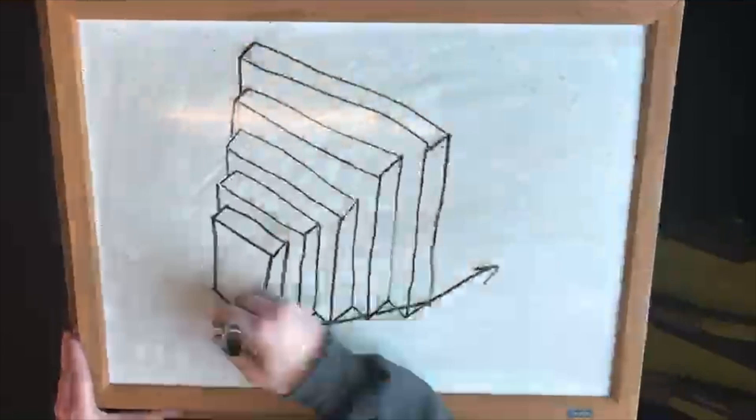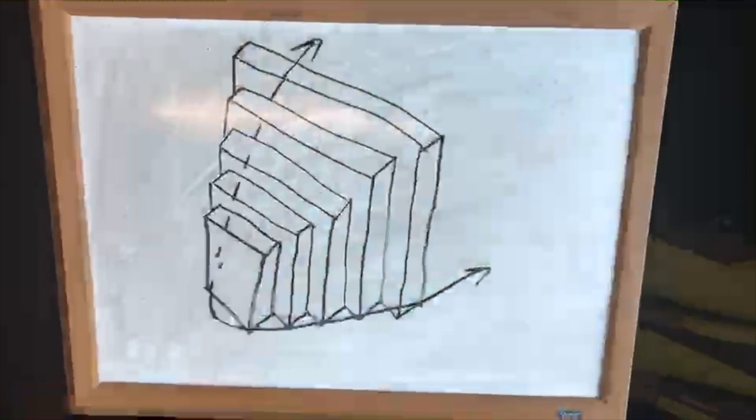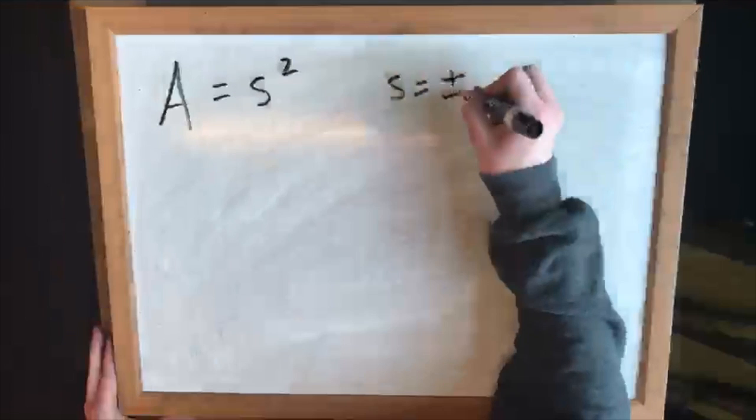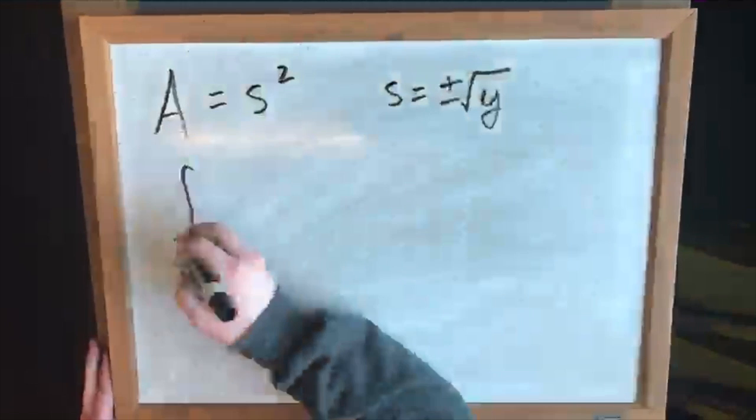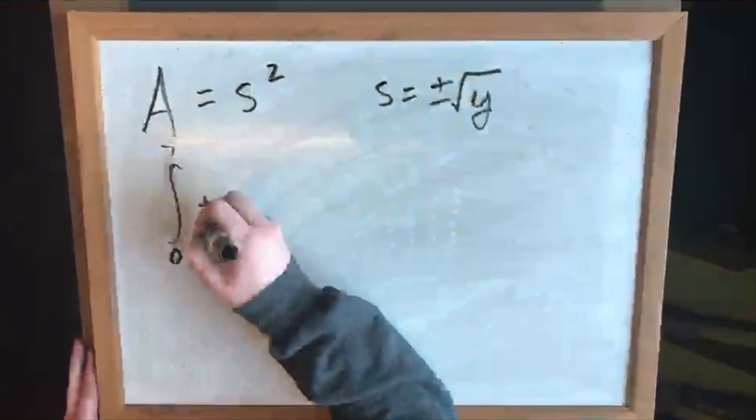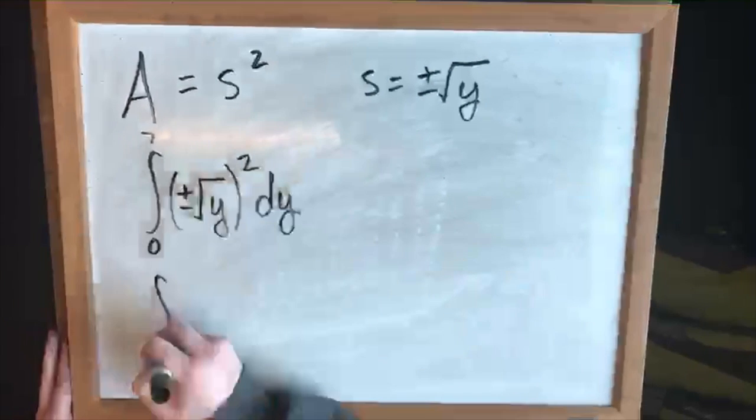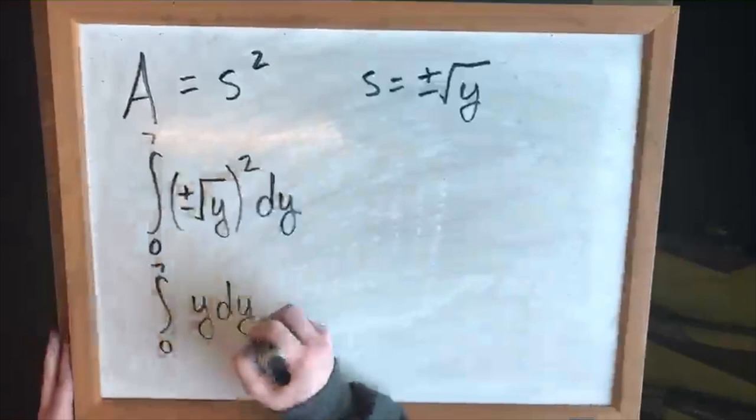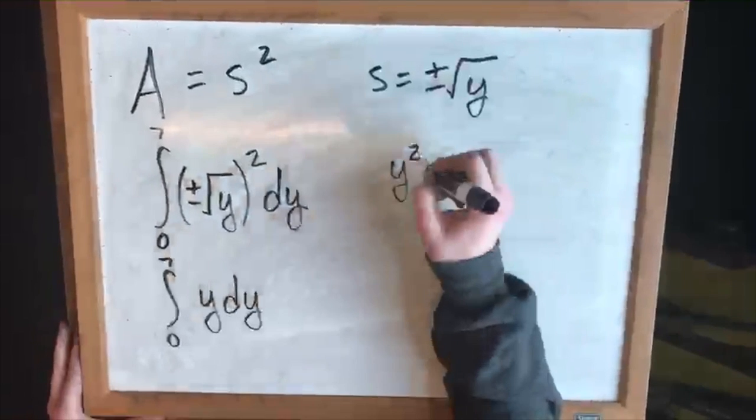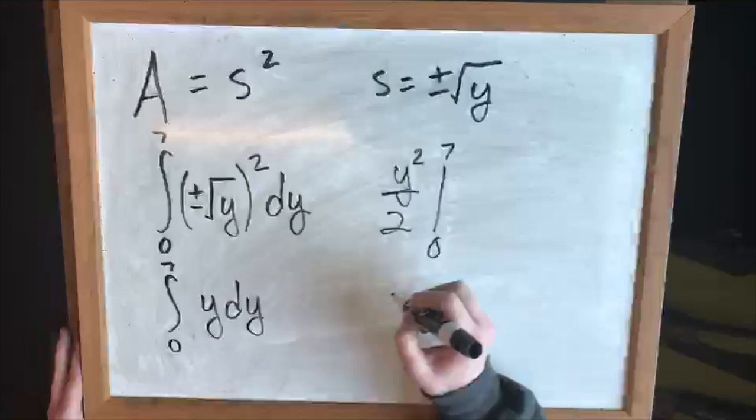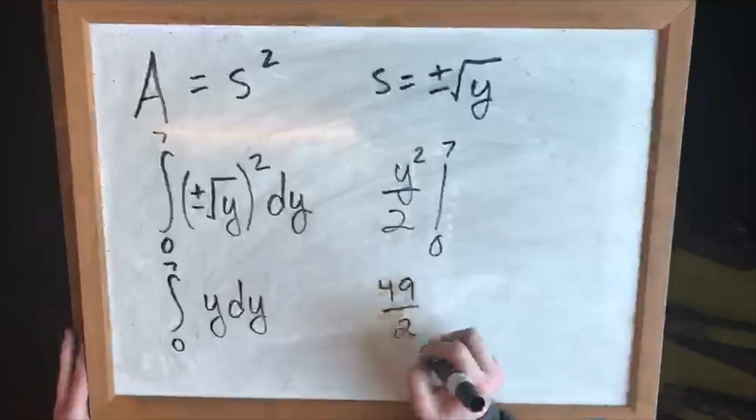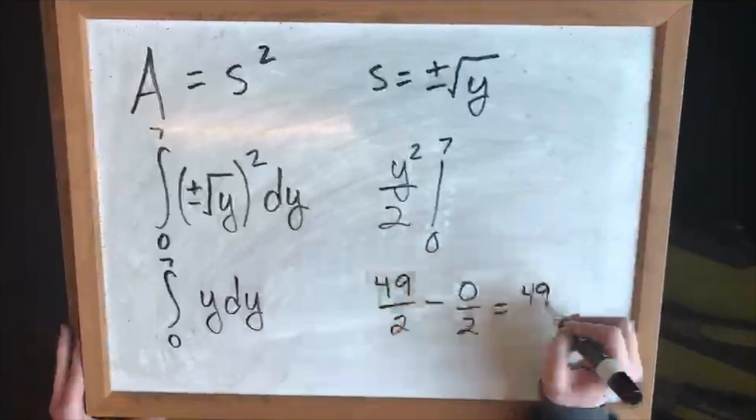Since the area of a square is s squared, and in our example s equals plus or minus the square root of y, the integral will be the integral from 0 to 7 of plus or minus the square root of y squared dy, which can be simplified to the integral from 0 to 7 of y dy, which, once integrated, is y squared over 2 from 0 to 7. Using the first fundamental theorem of calculus, 7 squared over 2 minus 0 squared over 2 equals 49 over 2, which would be the area of our cross-section.